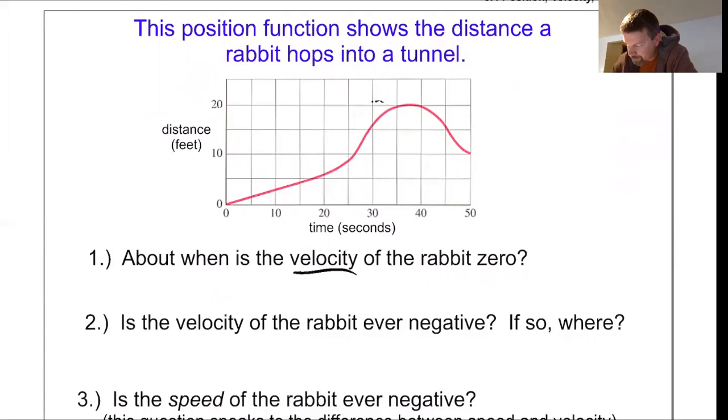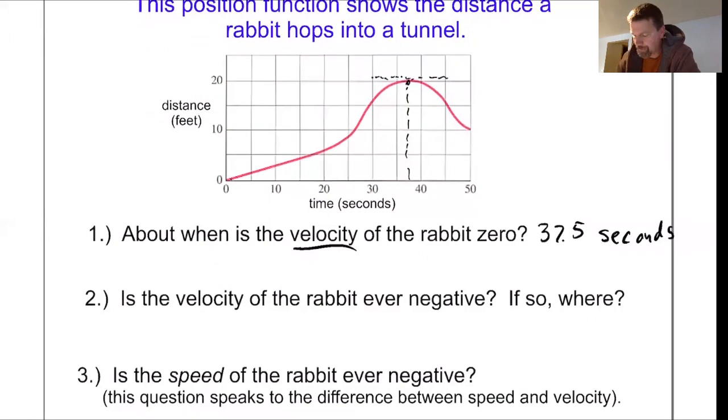If I look up here, it's right about there. Let's call that 37.5 seconds again. At that point in time, the rabbit's velocity is 0. That should make sense. We'll talk about it in a minute.